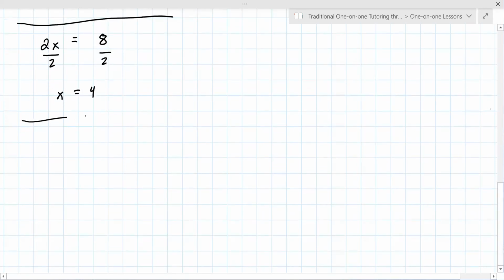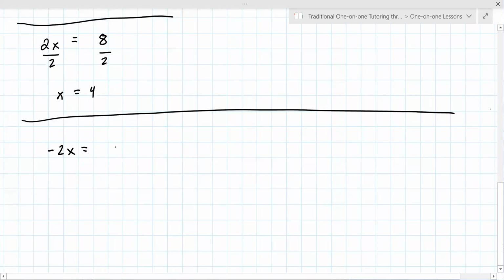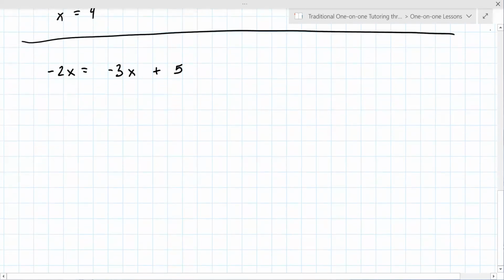Okay, so now let's review some signs here. Let's say it's negative 2x equals negative 3x plus 5. In general, you move the variable left. Now this on the right hand side is negative 3x, which means that you undo it with addition. So this time we're going to add 3x, because you want to undo the subtraction here. Whatever you need to do to undo the operation.